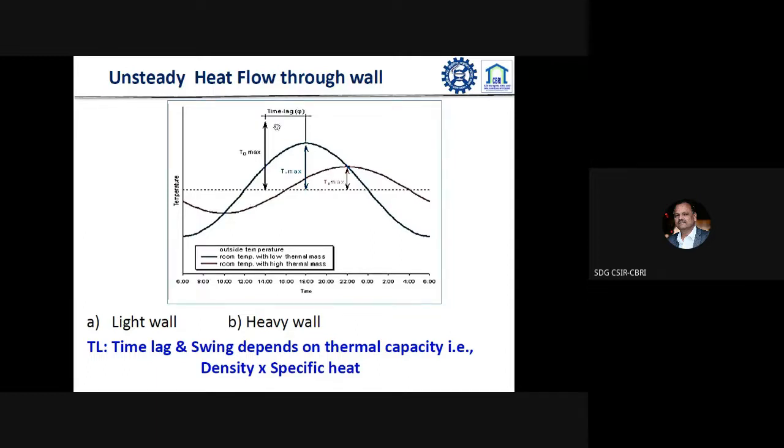That is the time lag term. The outside temperature may peak at maybe 12 o'clock, but the inside temperature peak we may find at maybe 3 or 4 o'clock. So there is a time lag between the two peaks, from the outside peak to the inside peak.